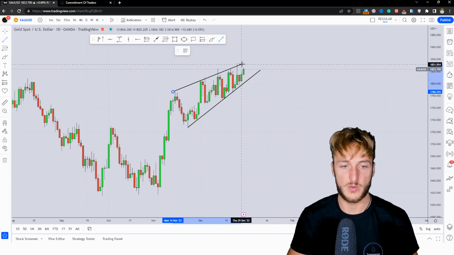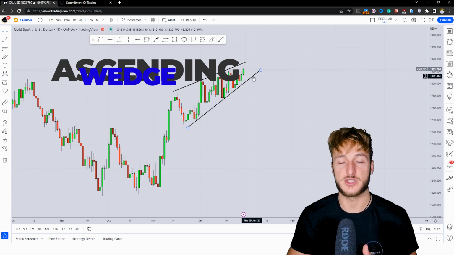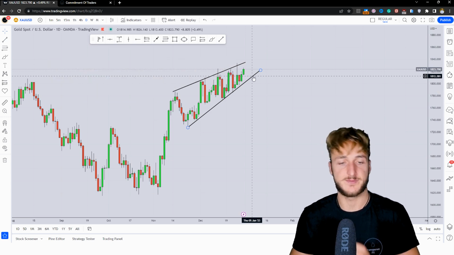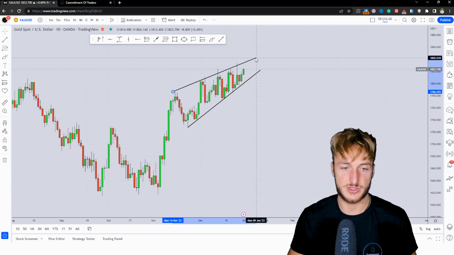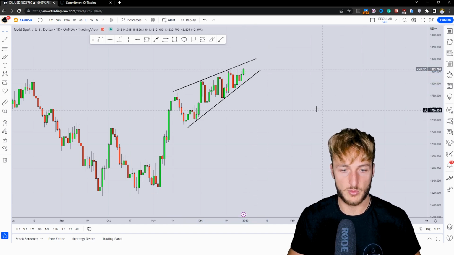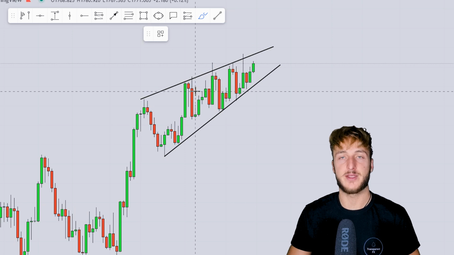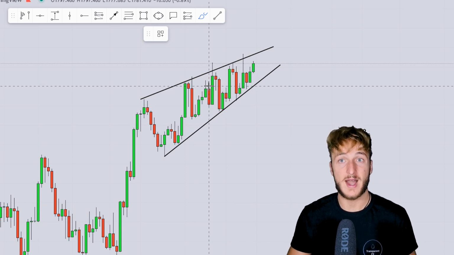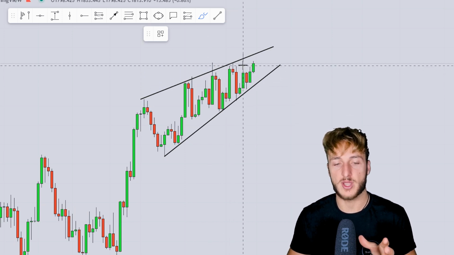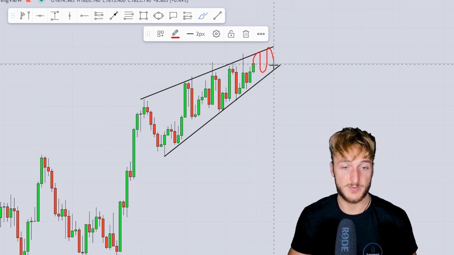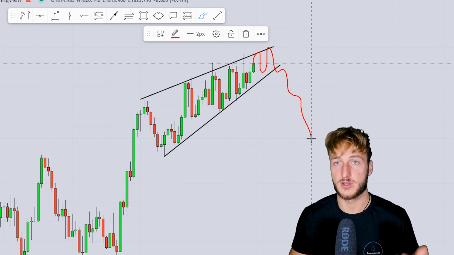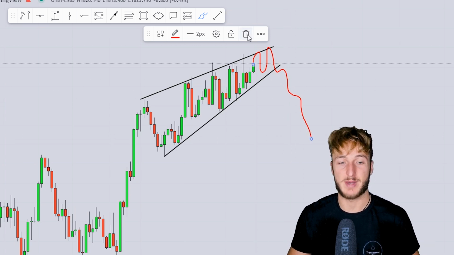Now, usually when the market creates an ascending wedge, so essentially a triangle pointing to the top, in which the top of the triangle is shrinking more and more, this shows that buyers are failing to provide and create some proper strong highs, meaning that they're losing their strength, and at some point the market will break lower. This is what usually this pattern indicates.